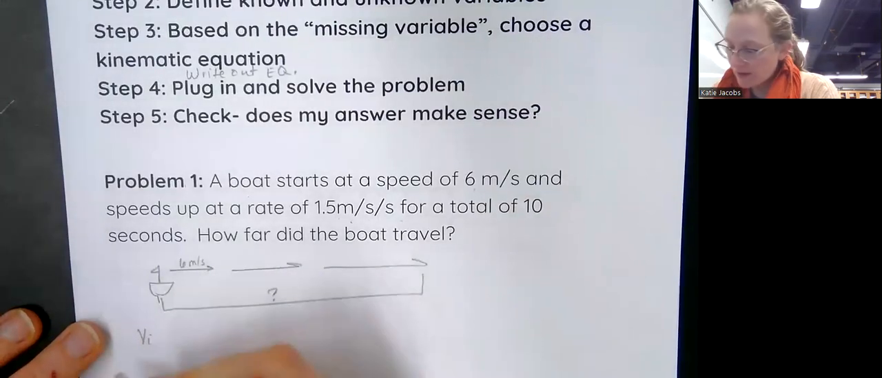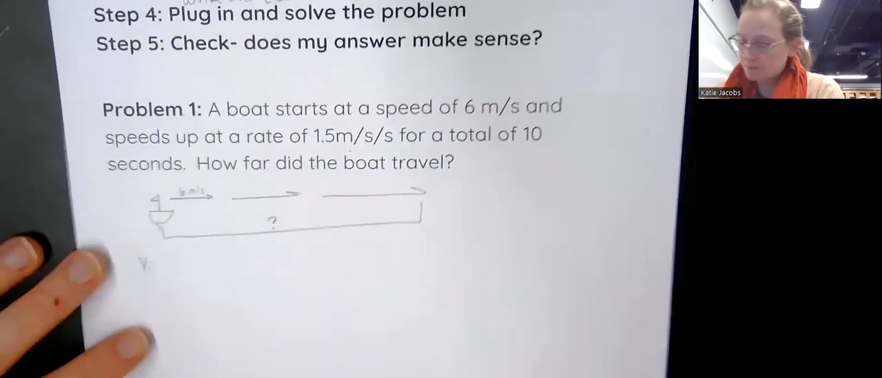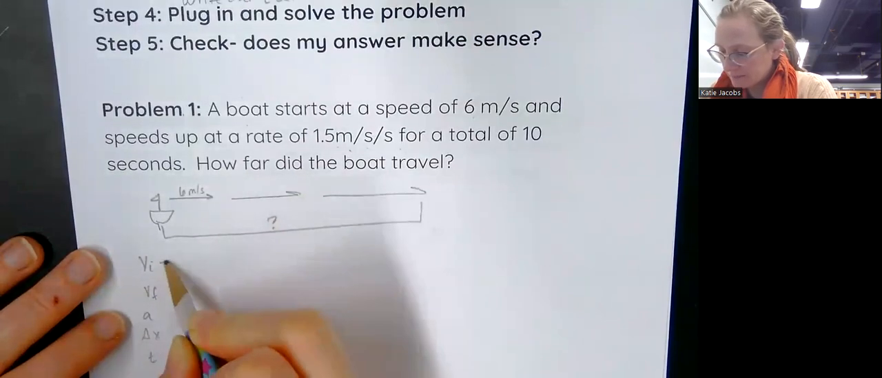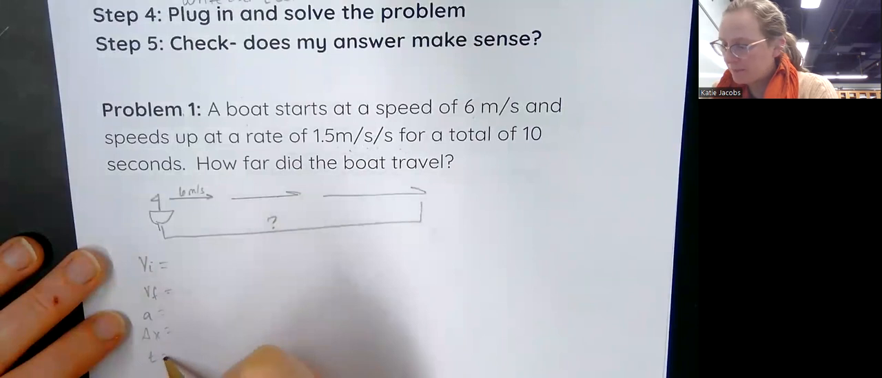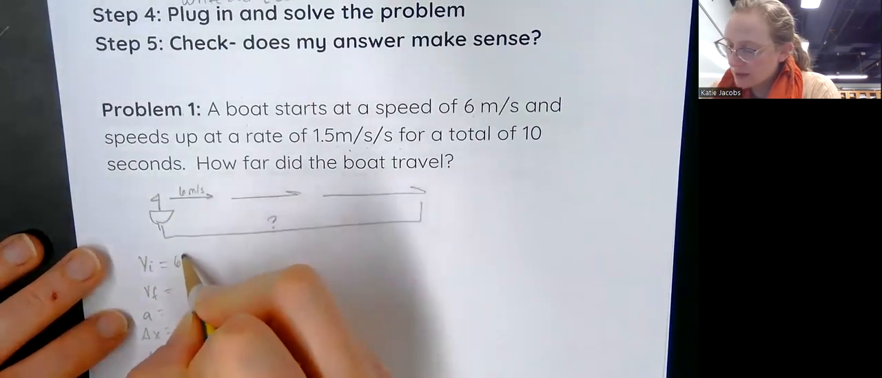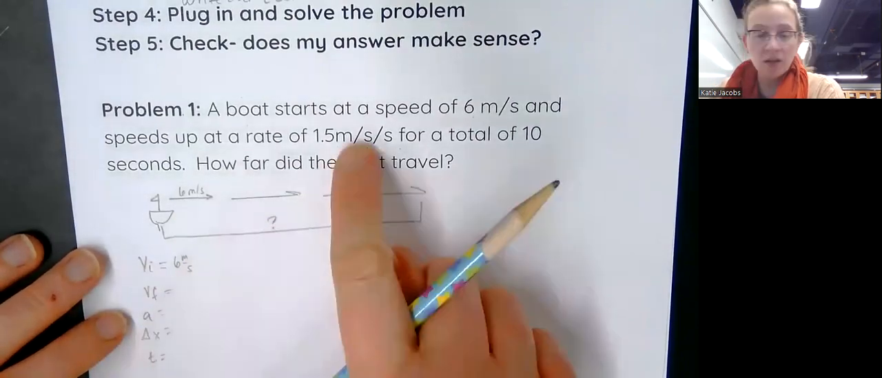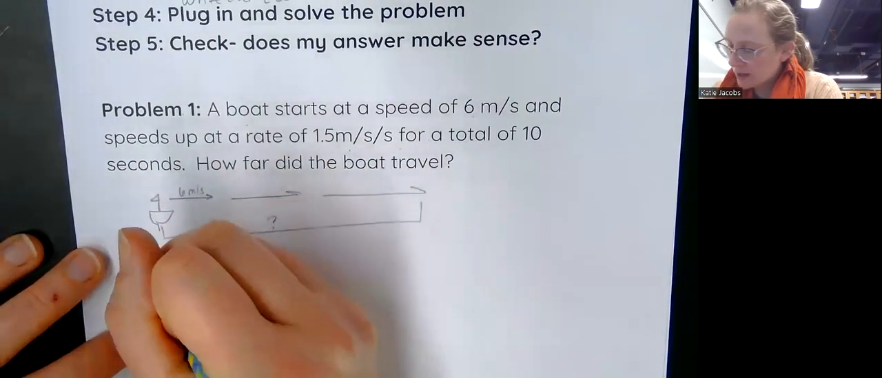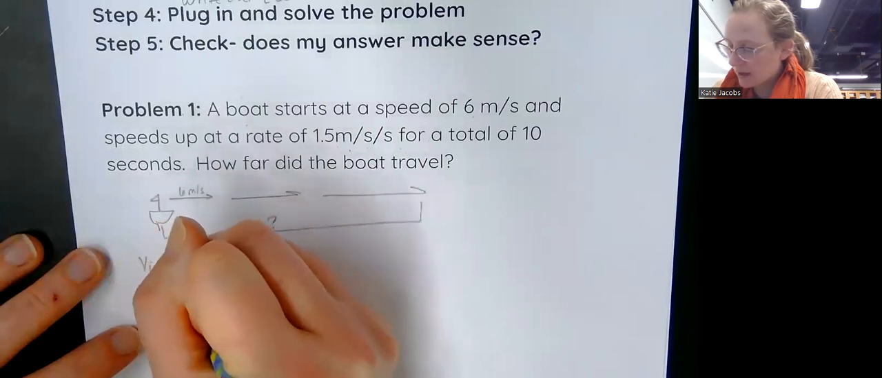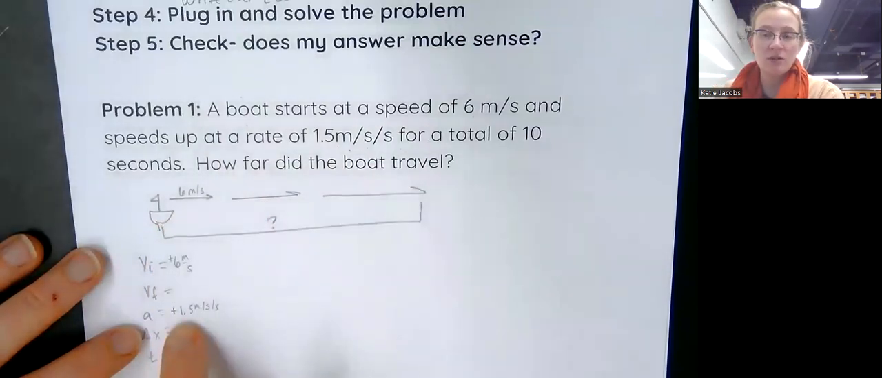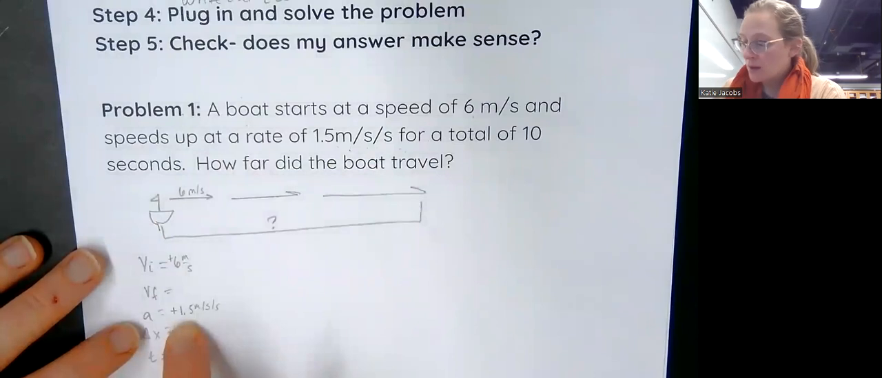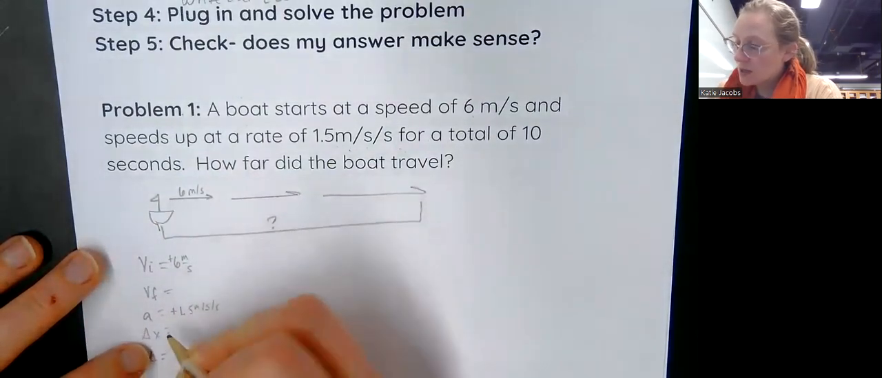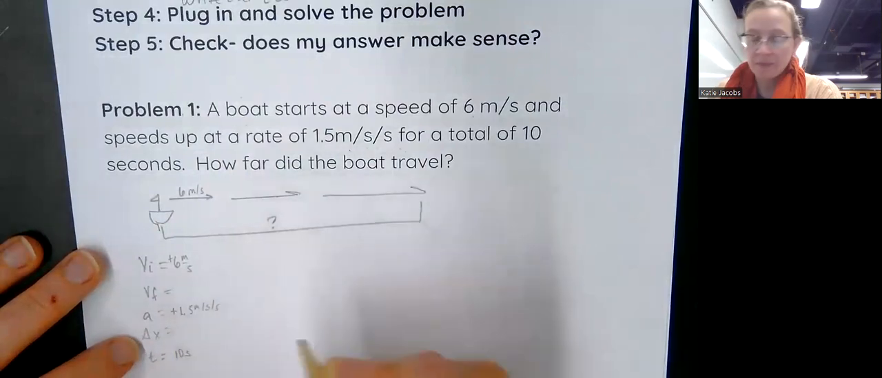So I'm going to list out all 5 variables: initial velocity, final velocity, acceleration, displacement, and time. Doesn't matter what order you put them in. My initial velocity was 6 meters per second. My acceleration, if I'm speeding up, has to be in the same direction as my velocity. So acceleration is also positive 1.5 meters per second squared in the positive direction. My time is 10 seconds.